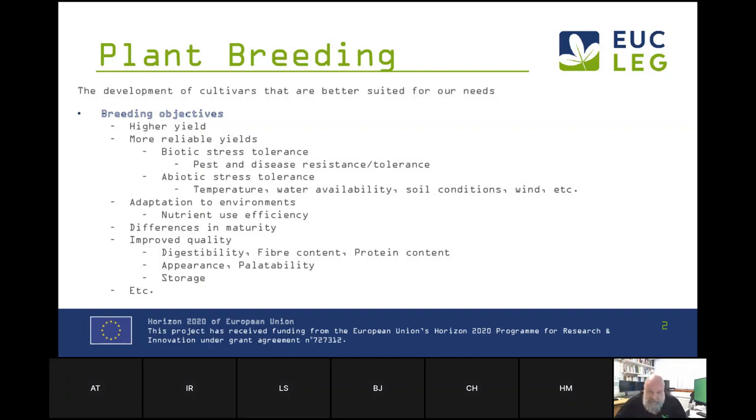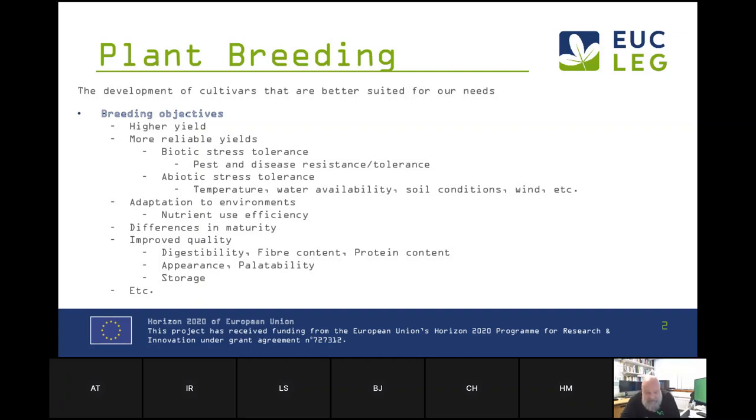So this can include pest and disease tolerance and resistance, abiotic stress tolerance. One of the biggest advances in plant breeding was the introduction of dwarf wheat varieties, which made them less susceptible to lodging under the influence of wind. Better adaptation to environments. Nutrient use efficiency is a big topic at the moment. Phosphorus, for example, is a finite resource which we're running out of, and legumes are particularly phosphorus hungry. New varieties that are able to thrive under lower inputs would be a major advance.